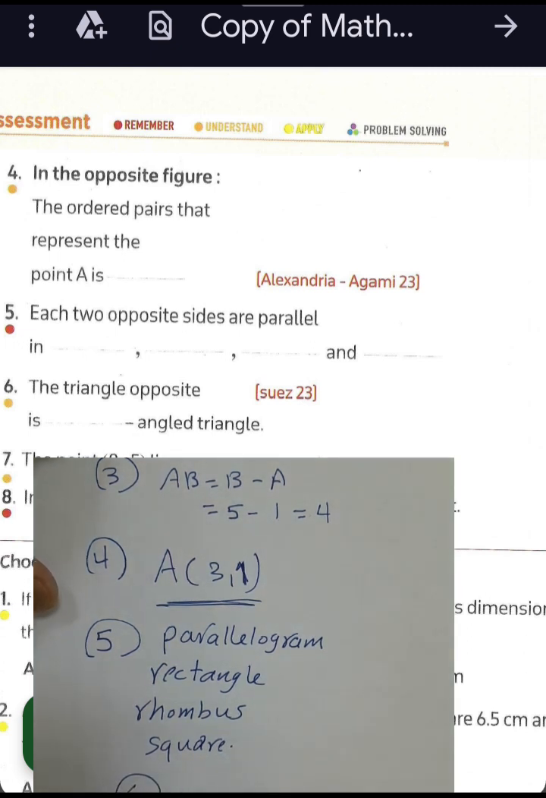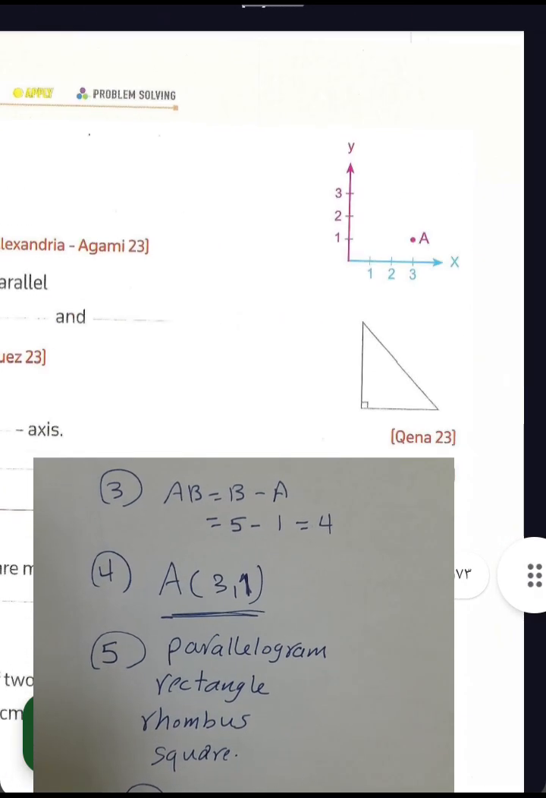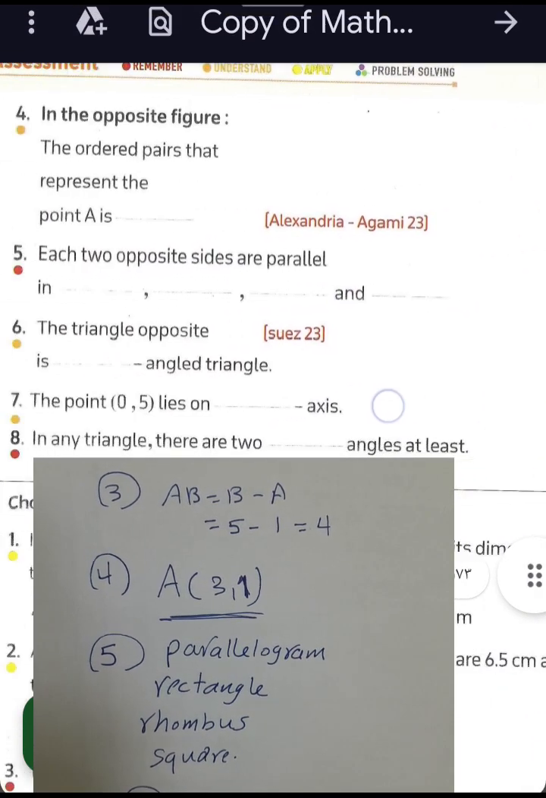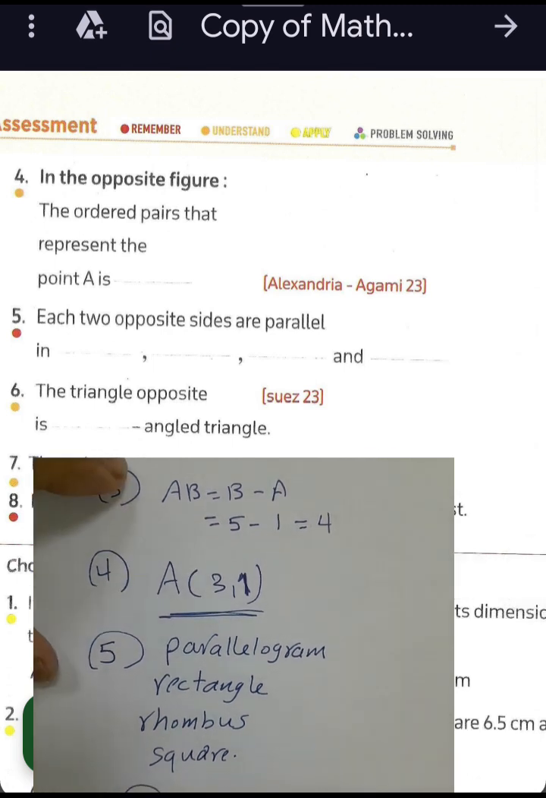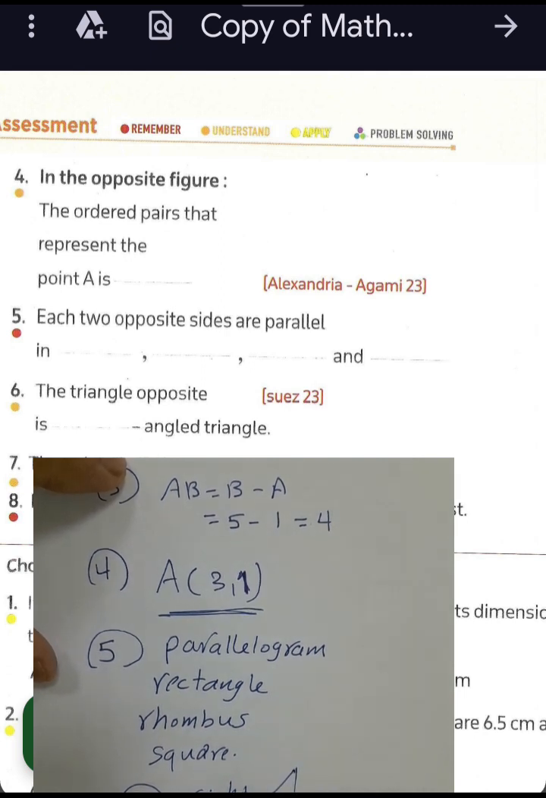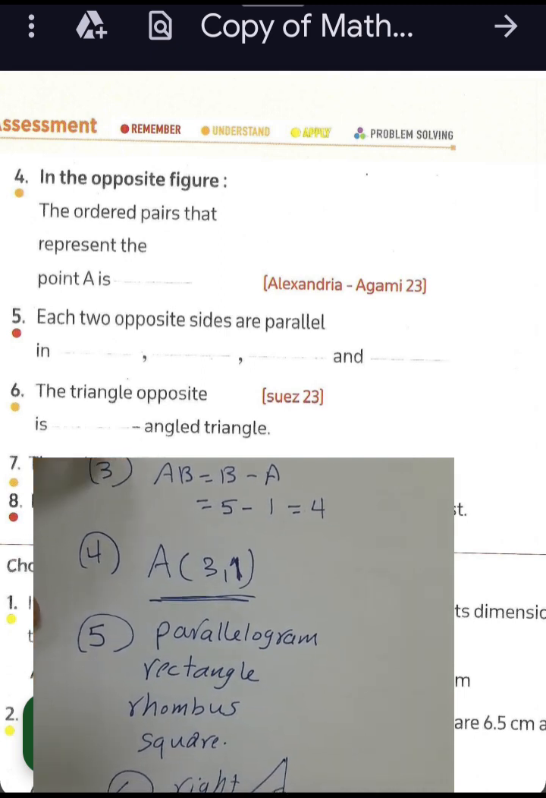Question number 6. The triangle opposite is a space angle. This triangle is a right angle triangle. We can write here right. We call it a right angle triangle because the measure of the vertex here equals 90 degrees.